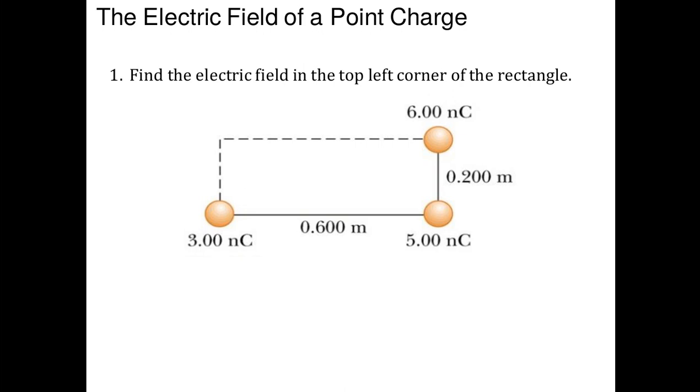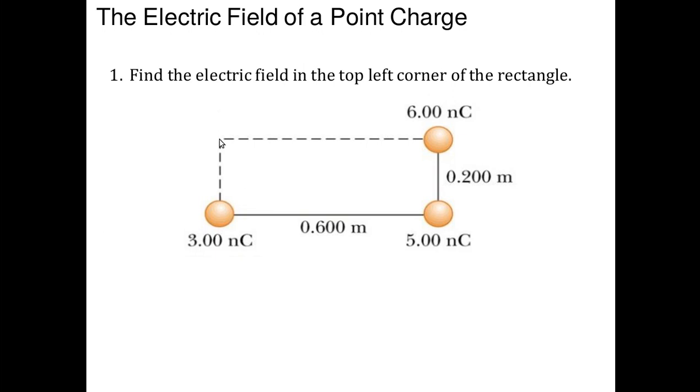I'm calculating the electric field in the top left corner of the rectangle. The first thing I'm going to do is look at all 3 of these charges and see what the direction of the electric field is due to those individual charges. They're all positive. So if I'm right here in the top left of the rectangle, the field due to the 3 nanocoulomb charge is going to be in the positive y direction.